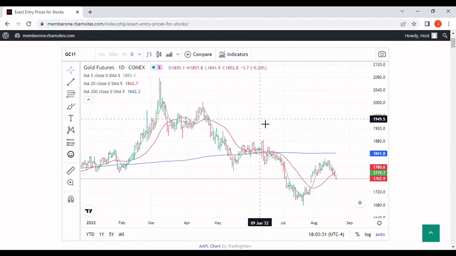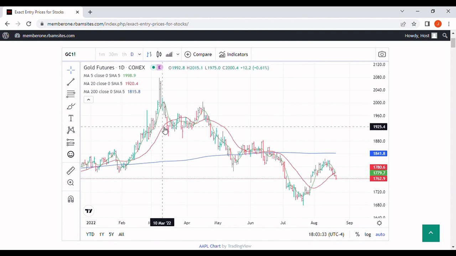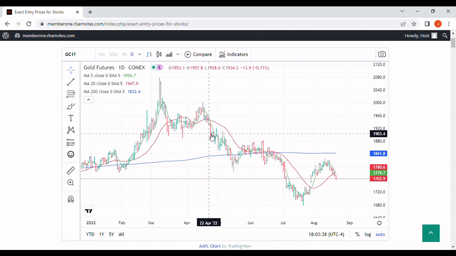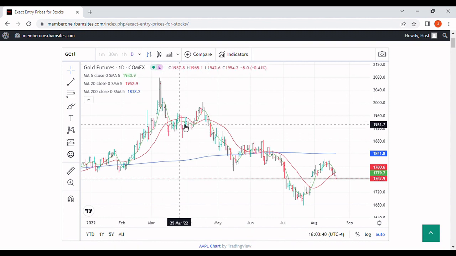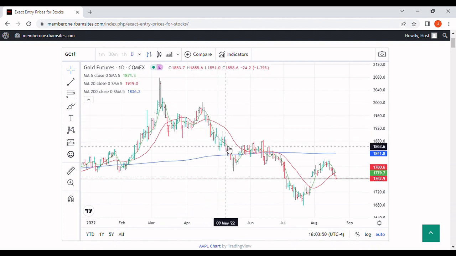Let's expand this a little bit. We can see that we had distribution right here between roughly March 10th and April 22nd. Roughly that period was just distribution, where traders were saying, hey, this price is not going any higher. So this was distribution, getting out of their long positions, and they're beginning to get in their short positions here.